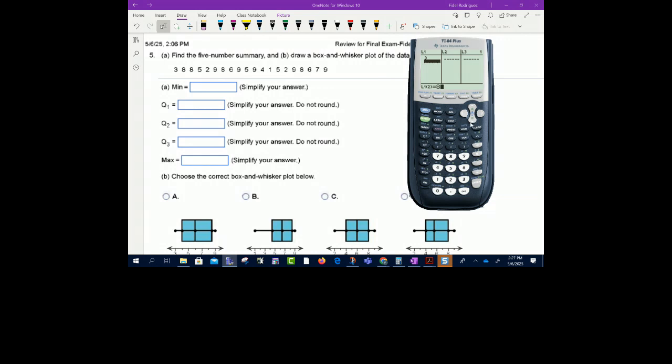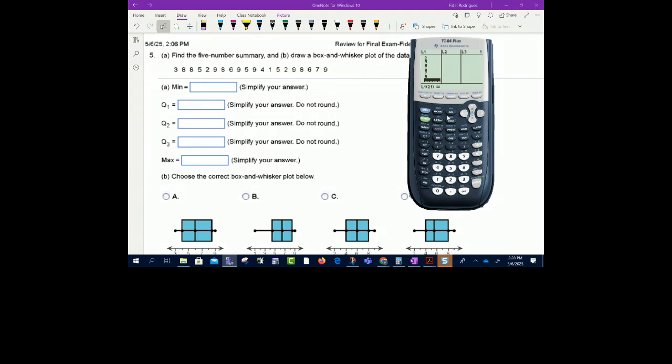Okay, 8. Looks like we got 8 again. We got a 5, a 2, a 9, an 8, a 6, and then a 9, and a 5 again, and a 9 again, and a 4, a 1, a 5, a 2, a 9, an 8, a 6, a 7, and a 9. There we go. Boom, we got it. It looks like we got 20 numbers here, y'all.